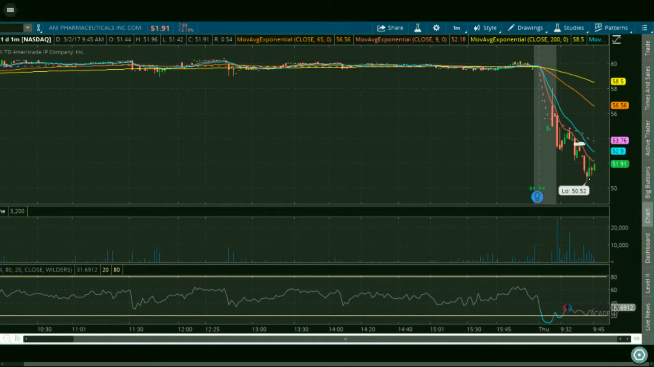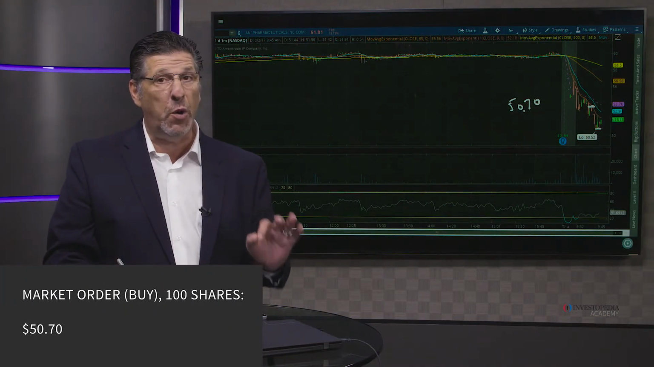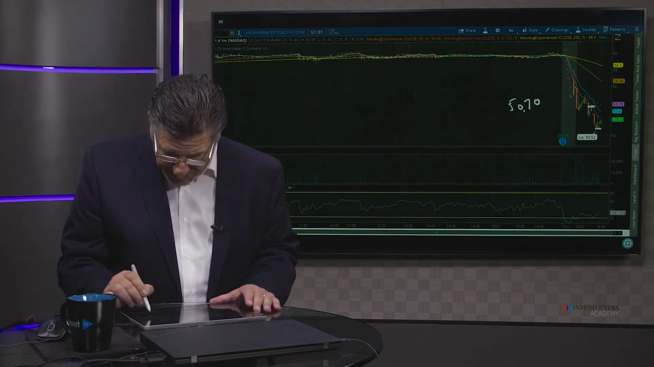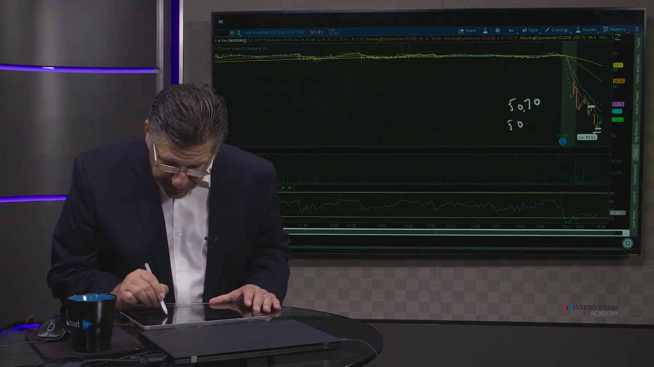Second thing, the second we see this green bar, and here's where it made the low at 50.52, this is about 50.70. The second we saw that green bar at about $50.70, we bought this stock with a market order. Stop order, very simply, goes at the low of the previous bar. So in this case, on this far from moving average trade, our stop order is 50.52.